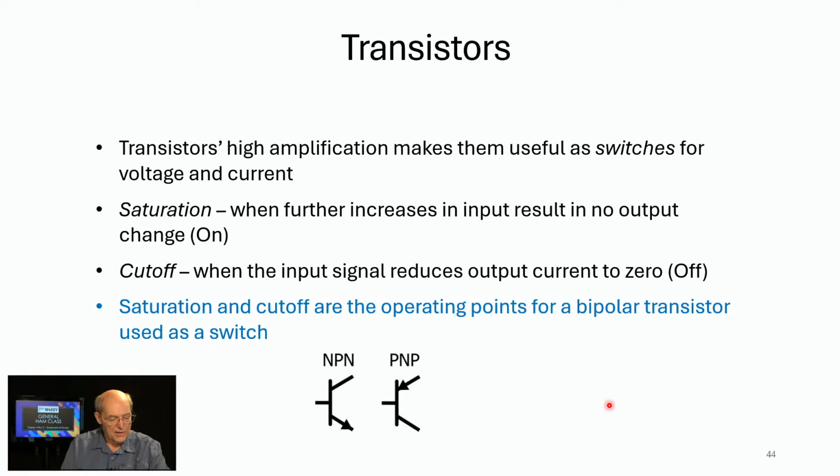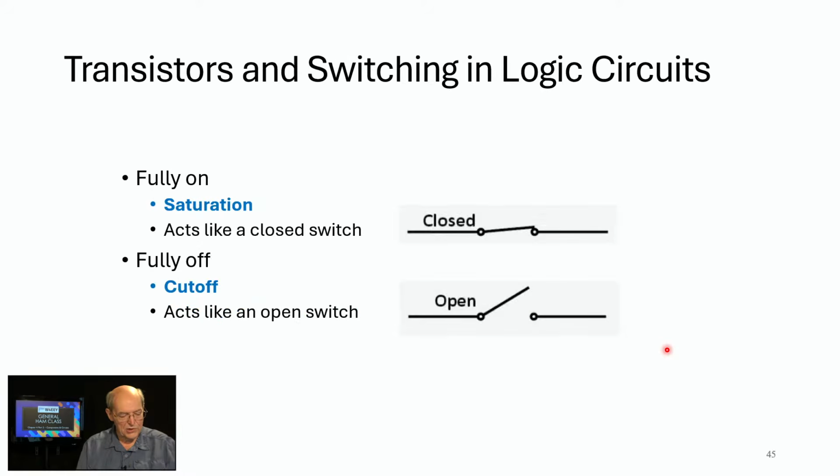Saturation and cutoff are the operating points for a bipolar transistor used as a switch. They're also used as amplifiers, but we're just talking about switches right now. A picture of that here. Here's a closed switch, here's an open switch. So when the transistor is fully on, it's at saturation, and it acts like a closed switch. When the transistor is fully off, that's the cutoff state, it acts like an open switch.